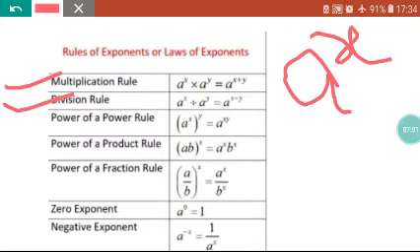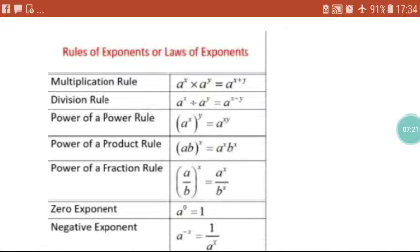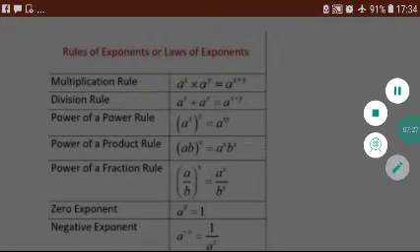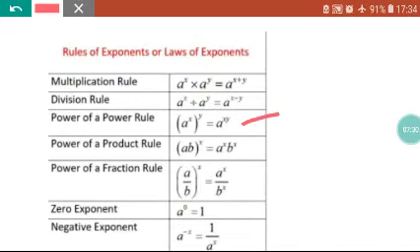So the multiplication rule is saying that if the same base has different powers and they are multiplied, the powers are added. See, in this box here, a to the power x into a to the power y is equal to a to the power x plus y. When it is divided, the powers will be subtracted. If they have power of power, both the powers will be multiplied together on the same base. If they have different bases but a common power, each power can be distributed on individual numbers.